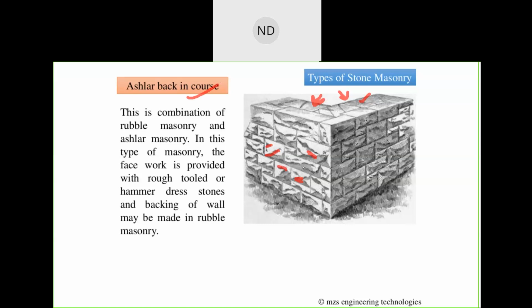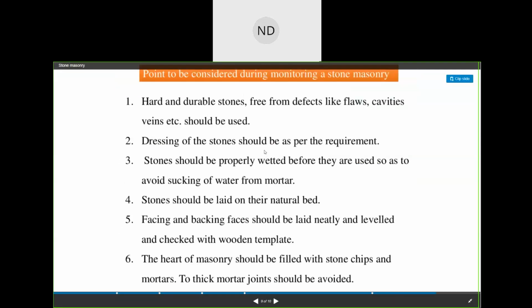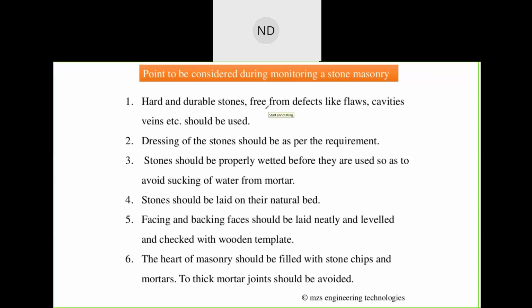So next, these are the points which we should be considering while inspecting stone masonry. First is hard and durable masonry stones, free from defects like flaws, cavities, etc. Obviously, this you have to see. If your stones are very much defective, cracked or damaged on all sides, you should not use those, because if you use them, it is obviously not going to be stable.